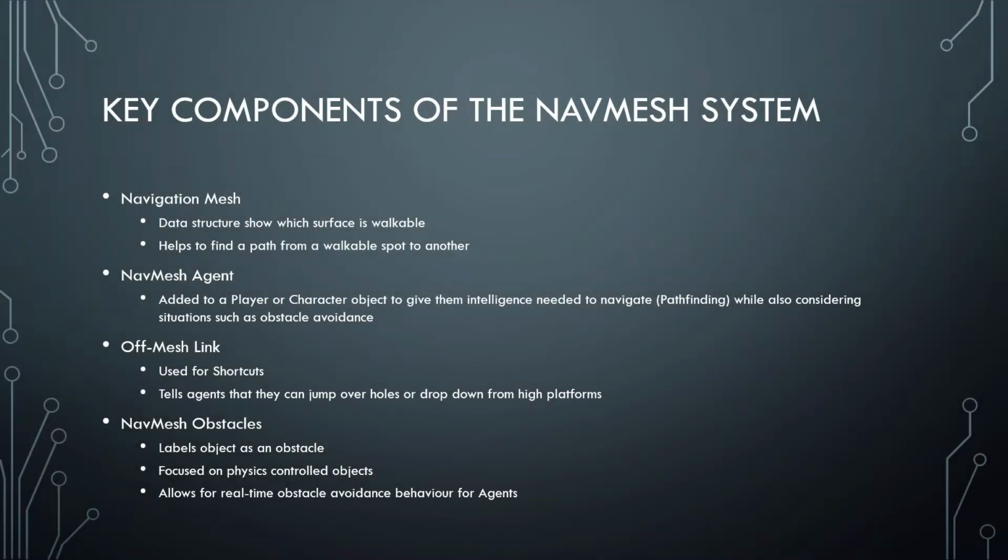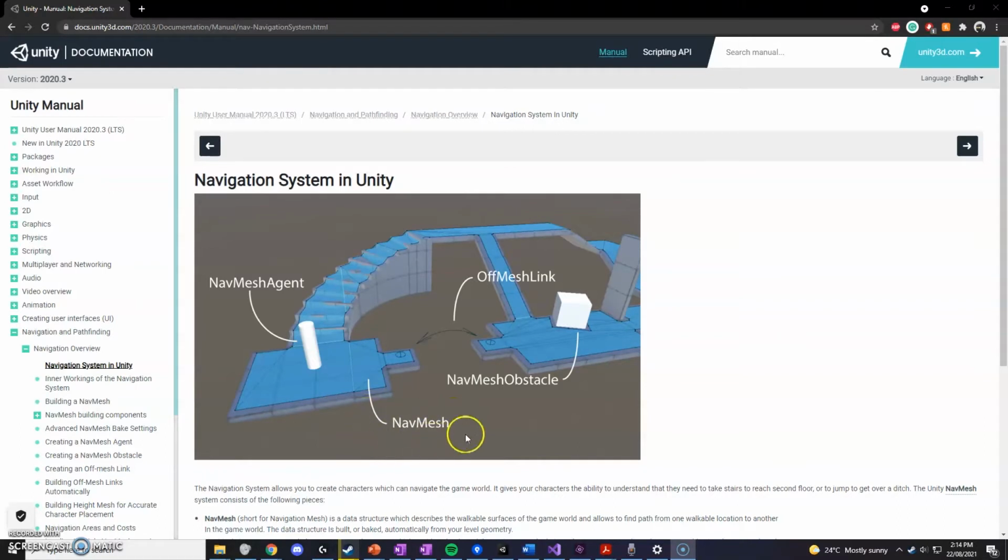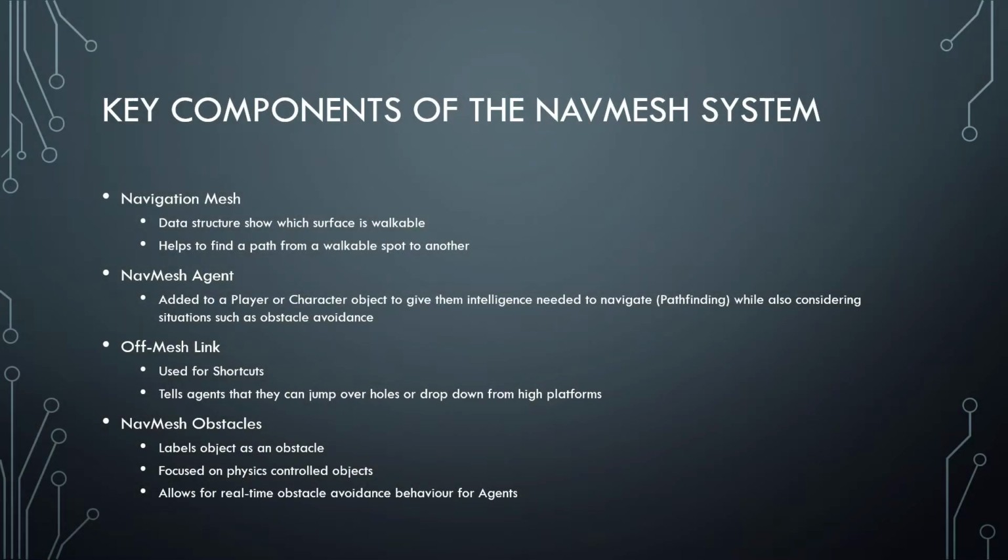The nav mesh system revolves around four main components. As seen on the Unity manual, the first is the navigation mesh or nav mesh. This is a data structure which determines if a surface is walkable and is partly responsible for allowing one to find a path from one walkable spot to another. The nav mesh is implemented in the game world by being built or baked on the surface of selected geometry or objects.